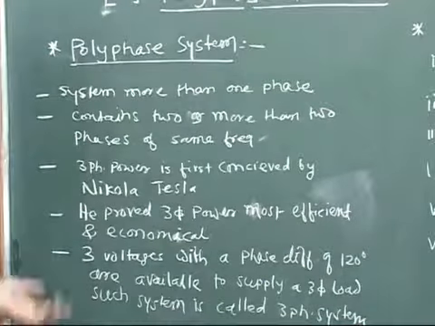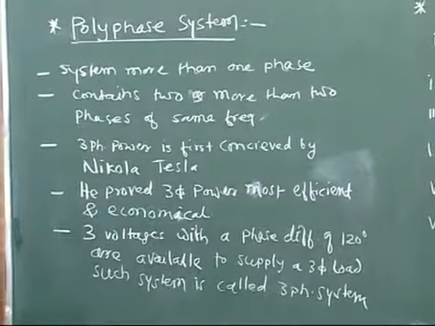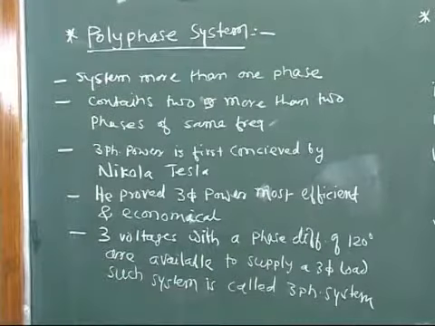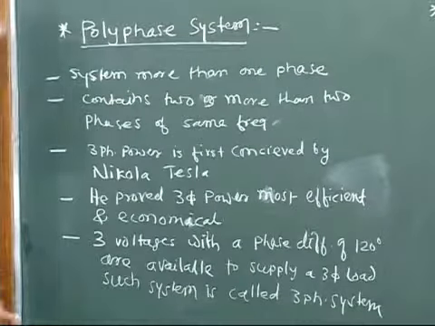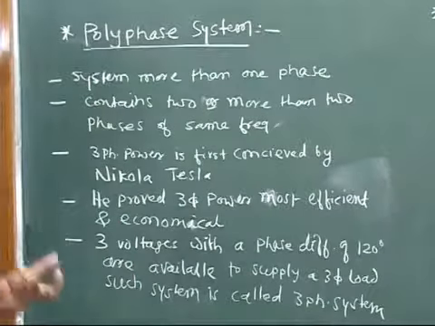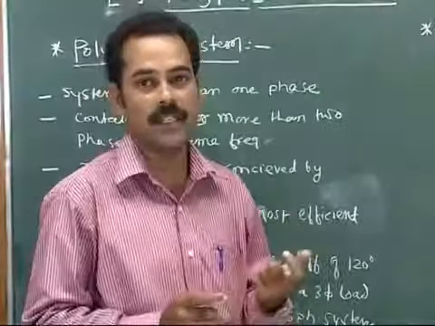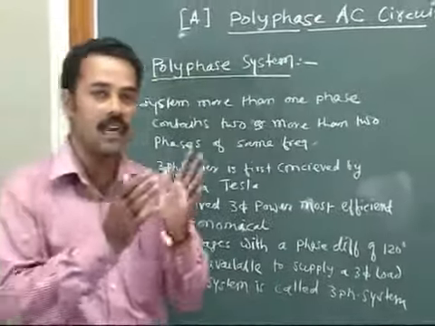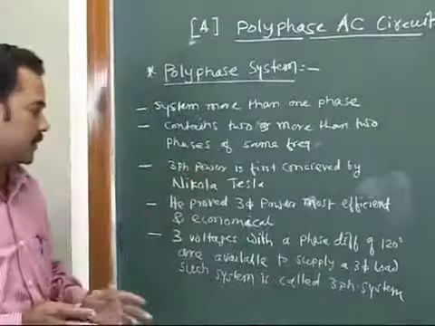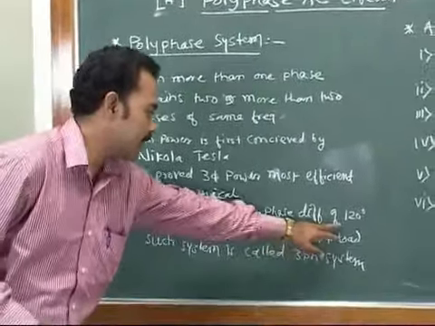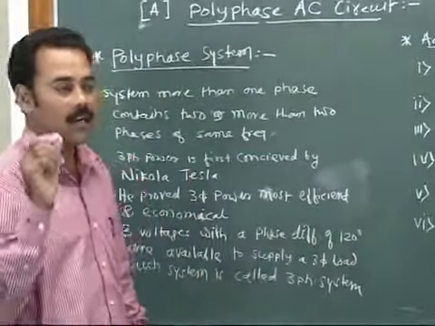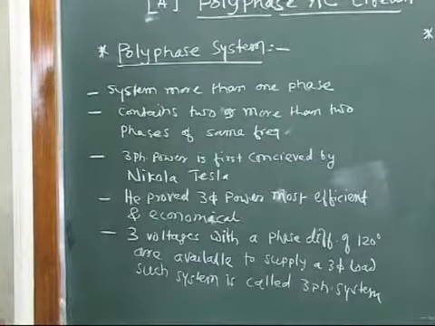So what do we mean by a three-phase system? Three voltages with a phase difference of 120 degrees, available to supply a three-phase load, form what is called a three-phase system. That means in the three-phase system, three coils are used to generate the voltages, and these three-phase voltages are readily available to supply the load of the three-phase system. Whatever voltage is induced in these three phases, all the voltages are displaced by 120 degrees to each other.